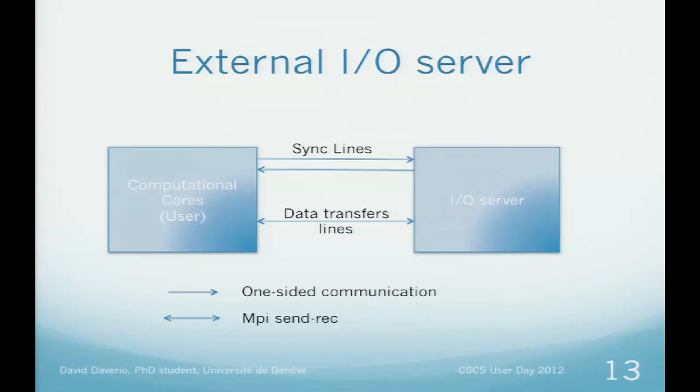So how it works, basically, you have two bunches of cores. So it's also a pure MPI part of the code. You have two lines of communication. One line for the data transfer, which is MPI send/recv, because it's the fastest way to transfer data, and it's used to transfer the data. And there is a synchronization line, which uses one-sided communication, but it transfers just flags, not data.